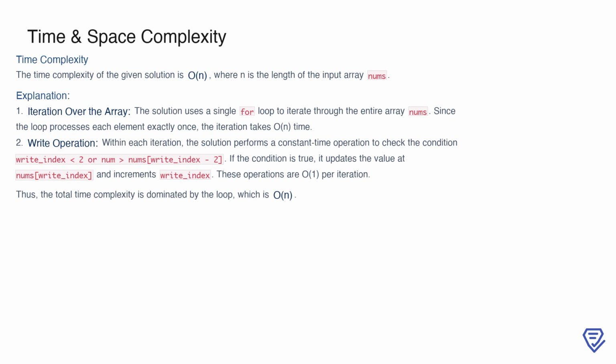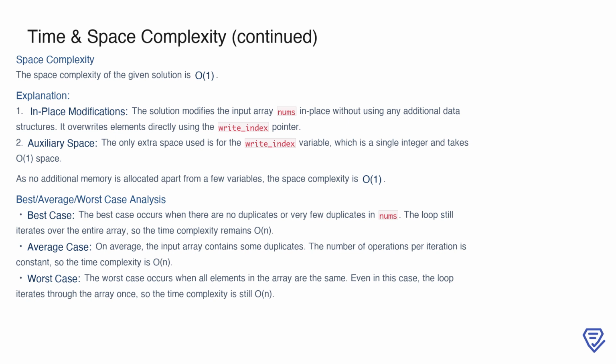This is because the algorithm processes each element in the array exactly once using a single for loop. In each iteration, it performs a constant time comparison with the condition right_index < 2 or number != nums[right_index - 2]. If the condition is true, it updates the value at nums[right_index] and increments the right_index pointer. These operations, being O(1), do not add any extra overhead. So, the overall time complexity is determined by the number of elements in the array, which makes it linear, or O(n).